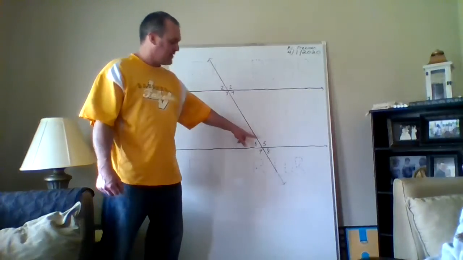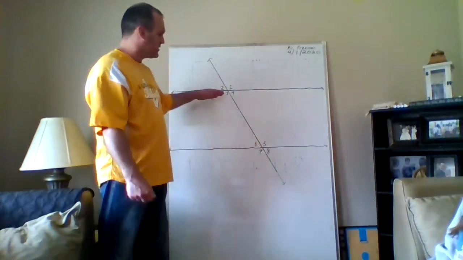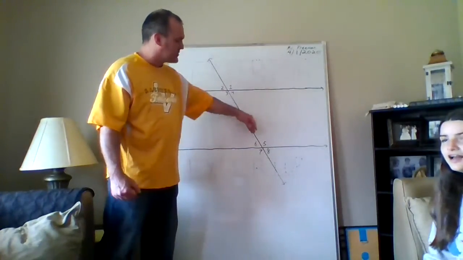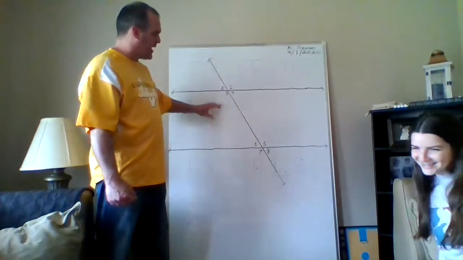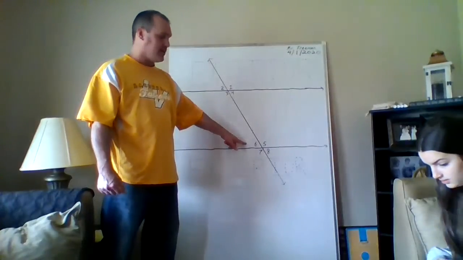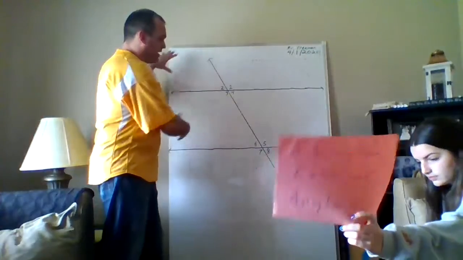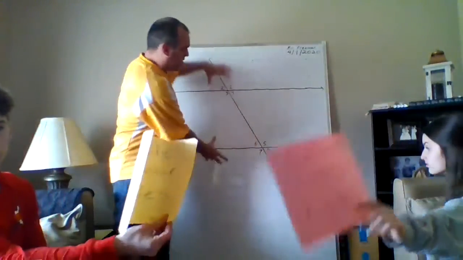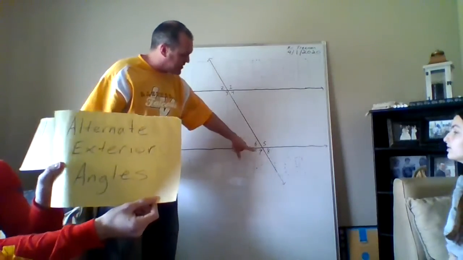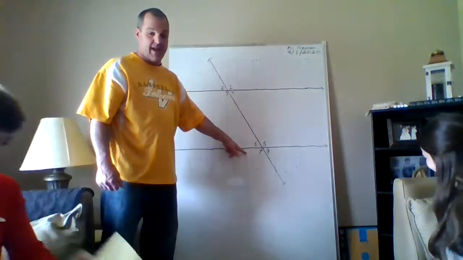Angles 3 and 5 are alternate interior angles. They're on the opposite side of the parallel lines, and they're on the opposite side of this transversal on the interior. So 3 and 5 and 4 and 6 create alternate interior angles. Then we also have a term that's called alternate exterior angles. 1, 2, 7, and 8 are in the exterior. And 1 is on the opposite side of that transversal as 7. So 1 and 7 are alternate exterior angles.